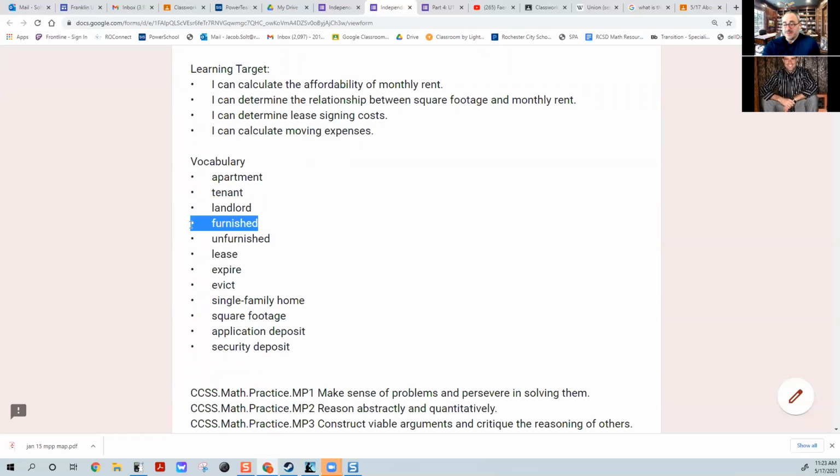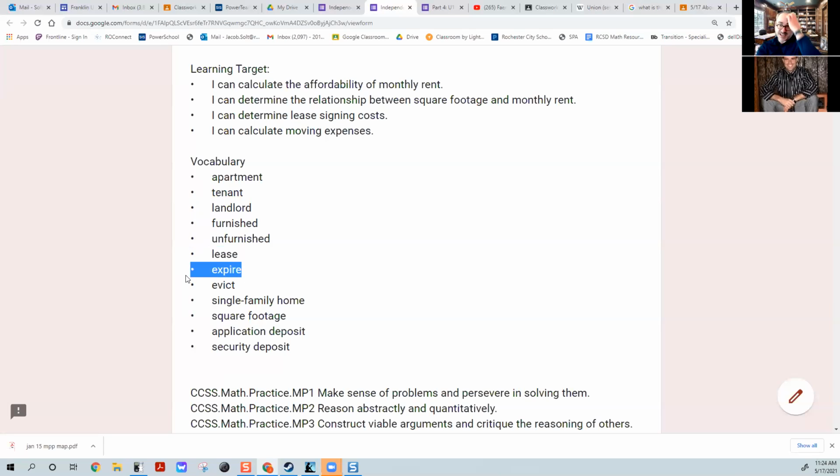A furnished apartment means it has furniture in there, couches, chairs, tables, that kind of thing. Unfurnished means you have to bring your own furniture. Sometimes apartments are furnished, sometimes not. A lease is a little bit more than borrowing, but a little bit less than owning. A lease is a contractual agreement where you agree to take on something for a certain period of time, and then you agree to give it back after that period of time. So it's a long-term rental agreement.